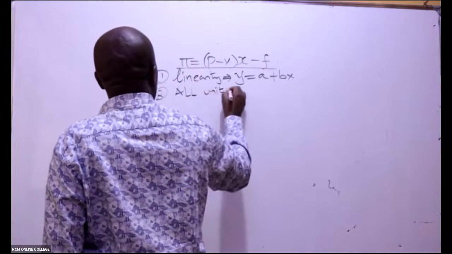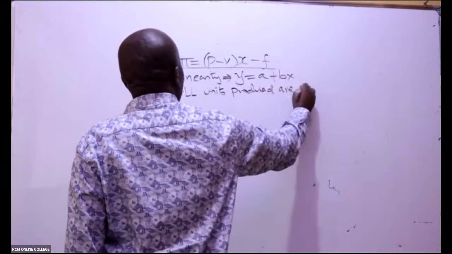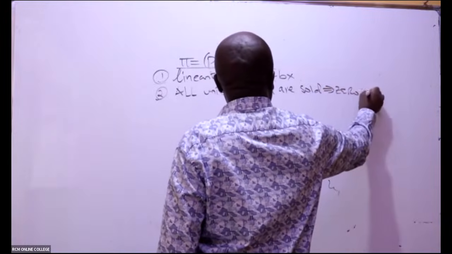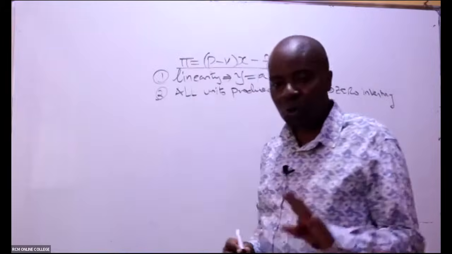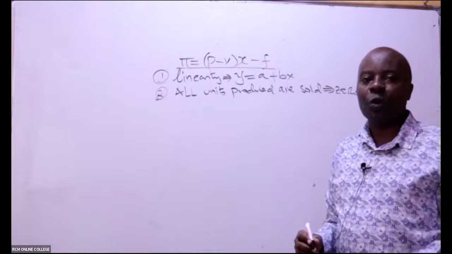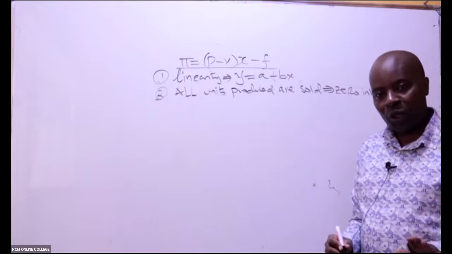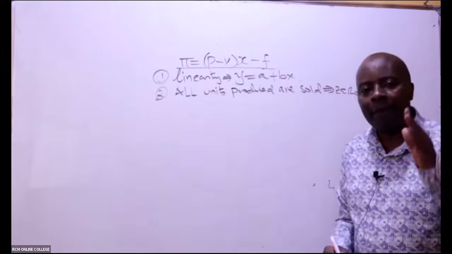Then we have another assumption that all units produced are sold. No inventory, zero inventory, because whatever we produce, we are able to get a market. That is why you'll get some books talking about a perfect market.